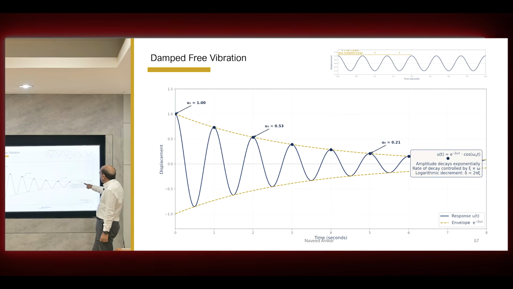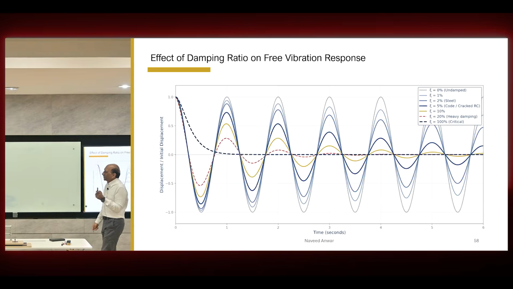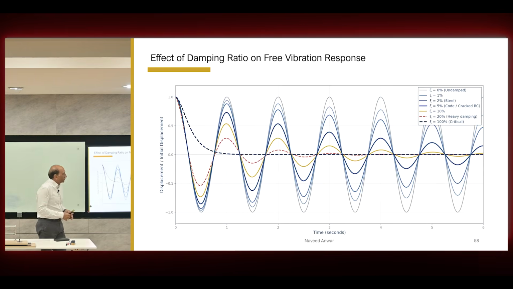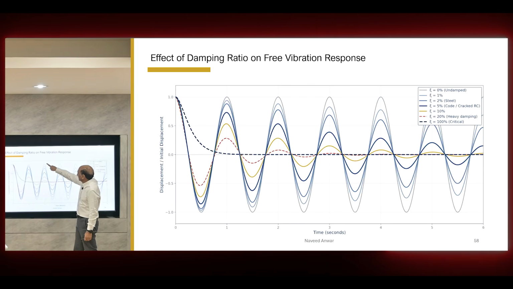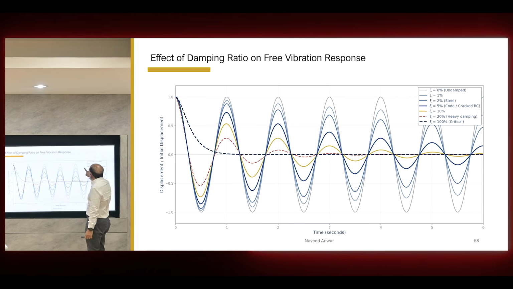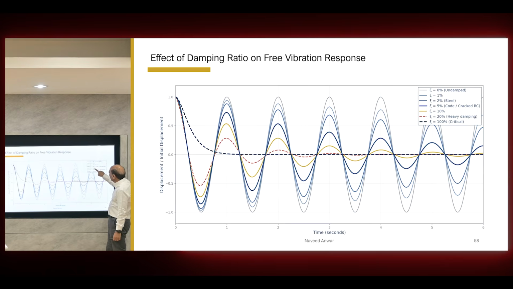So that is the equation for the damping. So this is the equation for damped vibration here. Okay, this is another view of the same thing. Now if you look at this oscillation, this gray line is zero damping. These are different dampings: 1%, 2%, 5%, 10%, 20%. I'll tell you what this percentage is.